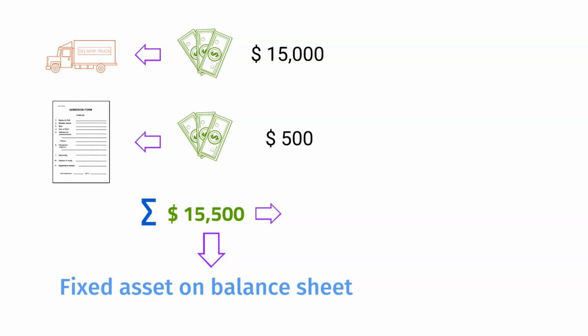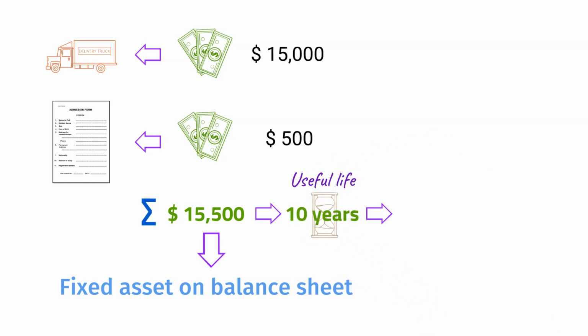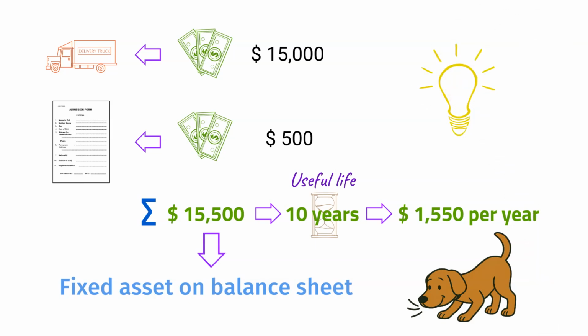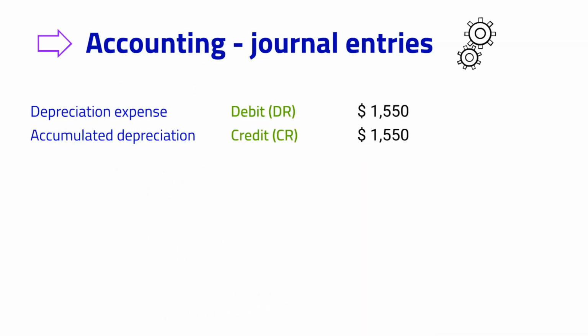What happens next? As the tangible assets wear out, we depreciate them to reflect the cost of it for our business. The depreciation spreads the cost of the truck over its useful life. Let's assume the useful life of our truck is 10 years, with no residual value left after those 10 years. Depreciation per year would be 15,500 divided by 10 equals 1,550. How does it look in accounting? Journal entry each year would be: depreciation expense, debit 1,550, accumulated depreciation, credit 1,550.